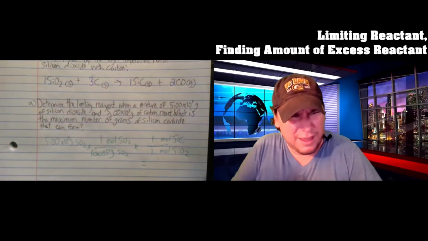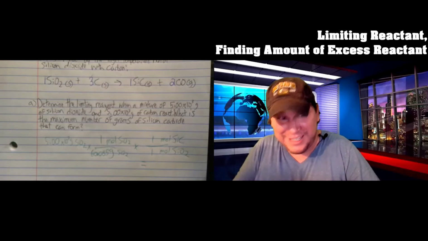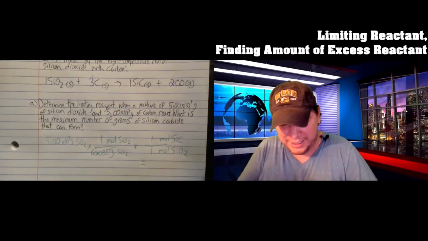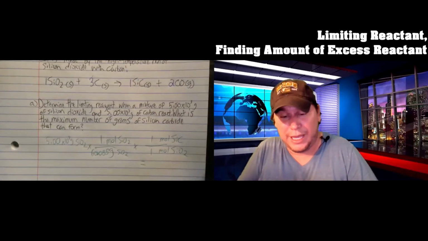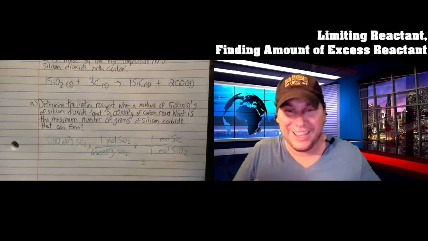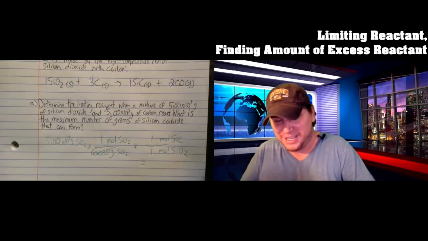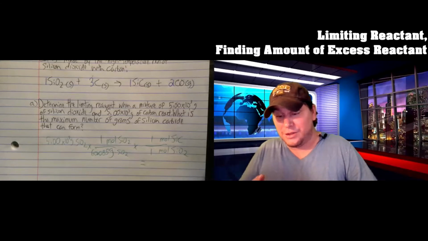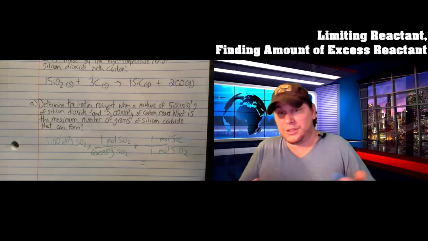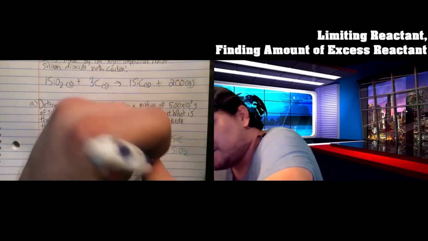So we go 5,000 divided by 60.085. And make sure you hit enter after you do every calculation in your dimensional analysis. It helps. Okay, so I got 83.22 moles.